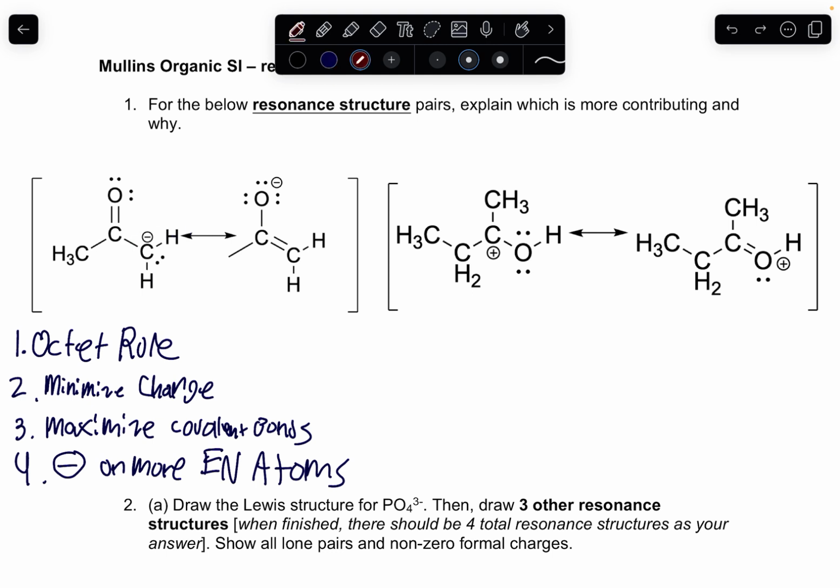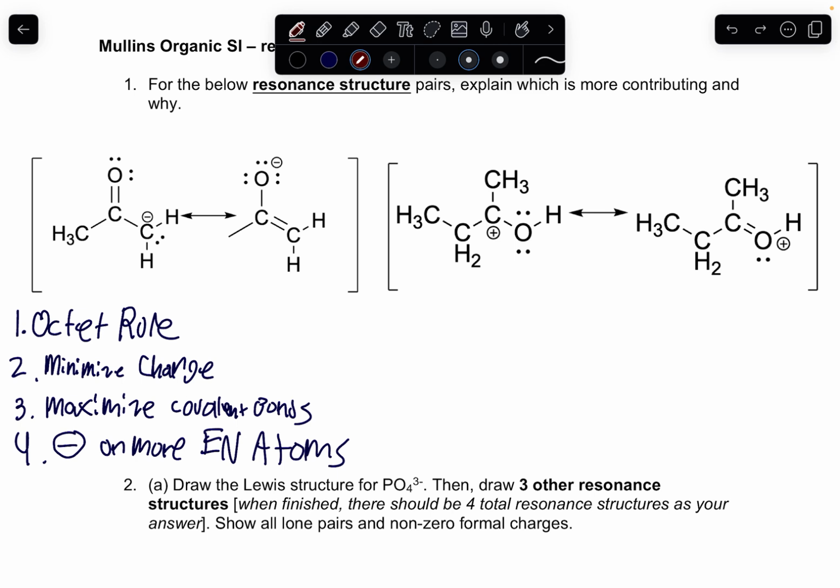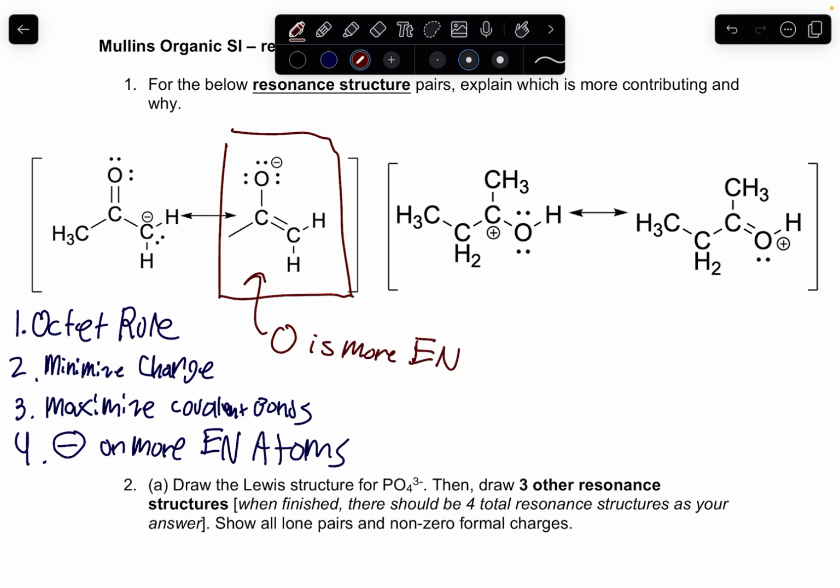And in this case, of course, everything has an octet here. We've minimized charge as much as we can. Number of covalent bonds is the same. So basically, what this comes down to is oxygen is more electronegative. So O is more electronegative. Therefore, this one is more contributing.